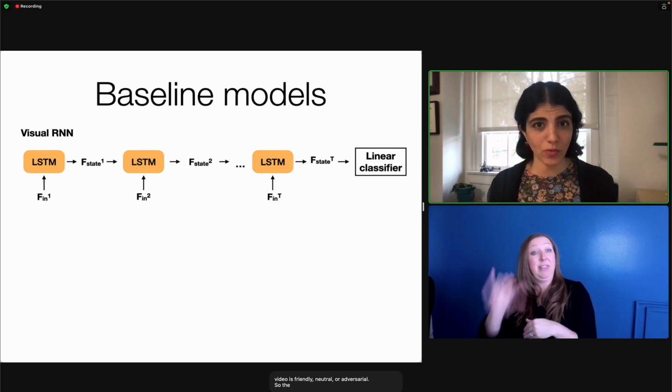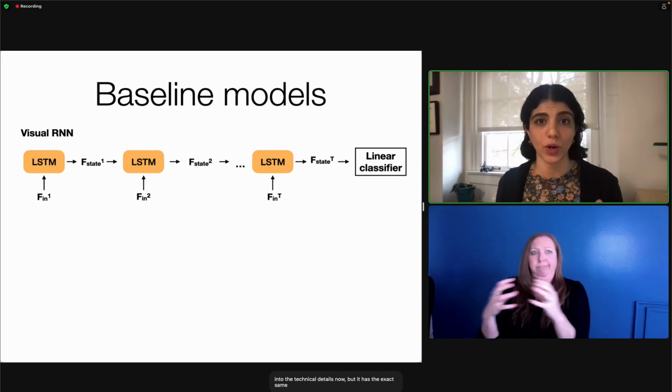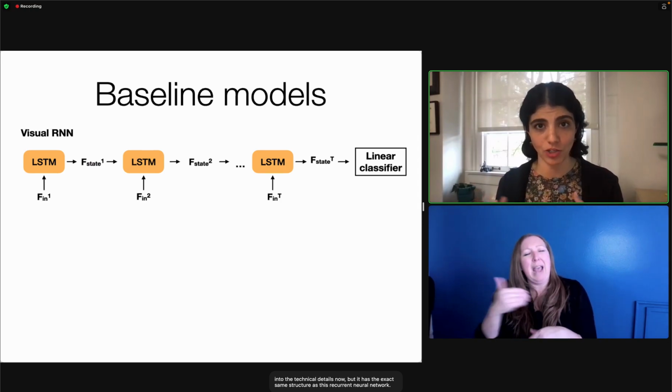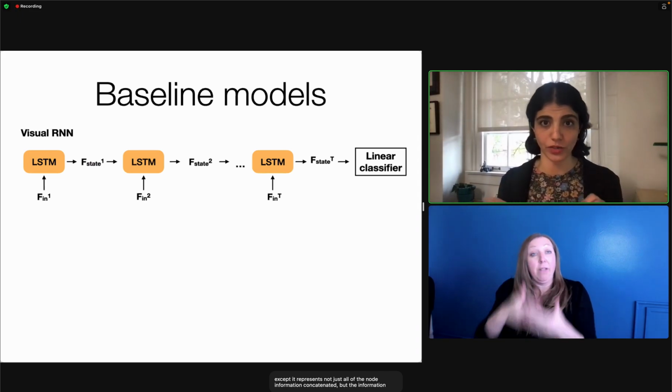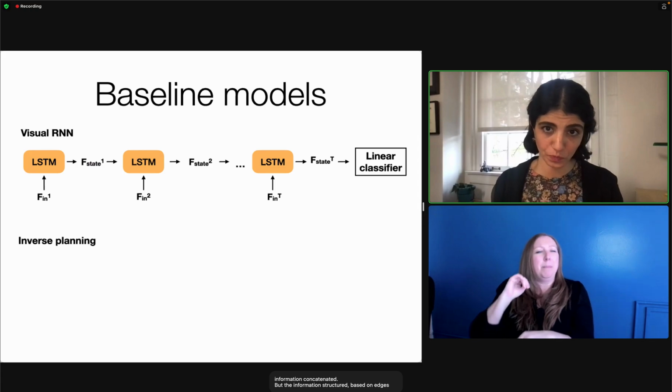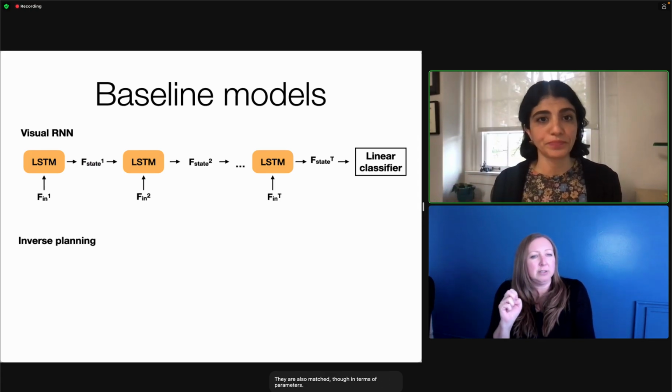So the graph neural network, I'm not going to get into the technical details now, but it has the exact same structure as this recurrent neural network, except it represents not just all of the node information concatenated, but the information structured based on edges. They are also matched though in terms of parameter size, etc.